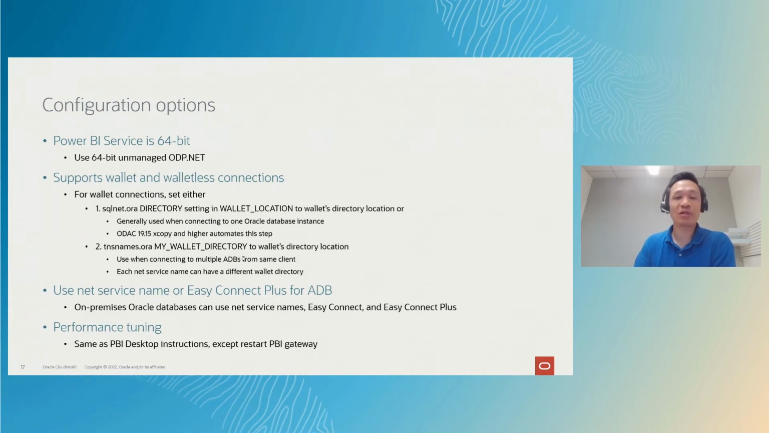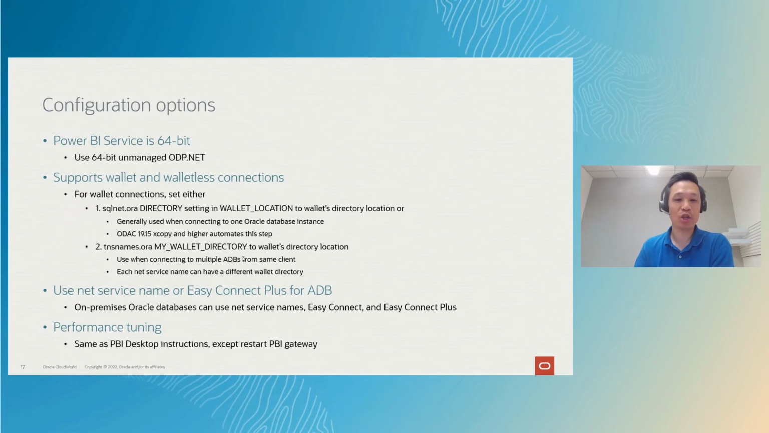Some of the configuration options are a little bit different from what you would see in Power BI Desktop. The Power BI service is 64-bit only, so you only have to worry about 64-bit unmanaged ODP.NET. And wallet connections are exactly the same as what you would see with Power BI Desktop. So you can set your SQLNet directory, setting in a wallet location to wherever your wallets are located, or you can set the MY_WALLET_DIRECTORY location to where each individual tnsnames.ora net service name entry has its wallet.